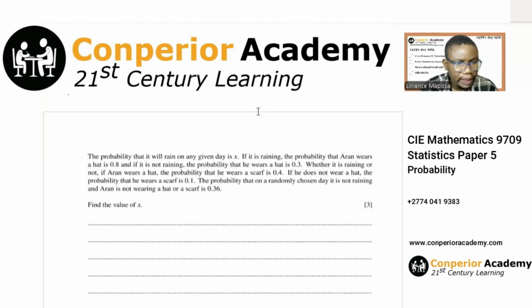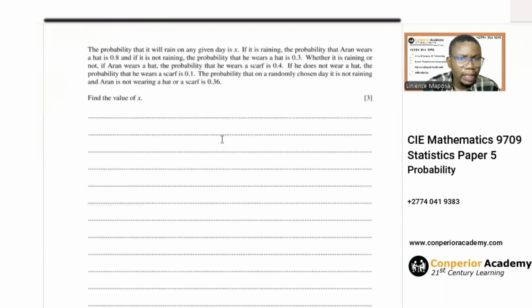The first question says, the probability that it will rain on any given day is X. He wears a hat is 0.3. Whether it is raining or not, if Aaron wears a hat, the probability that he wears a scarf is 0.4. If he does not wear a hat, the probability that he wears a scarf is 0.1. The probability that on a randomly chosen day, it is not raining and Aaron is not wearing a hat or a scarf is 0.3.